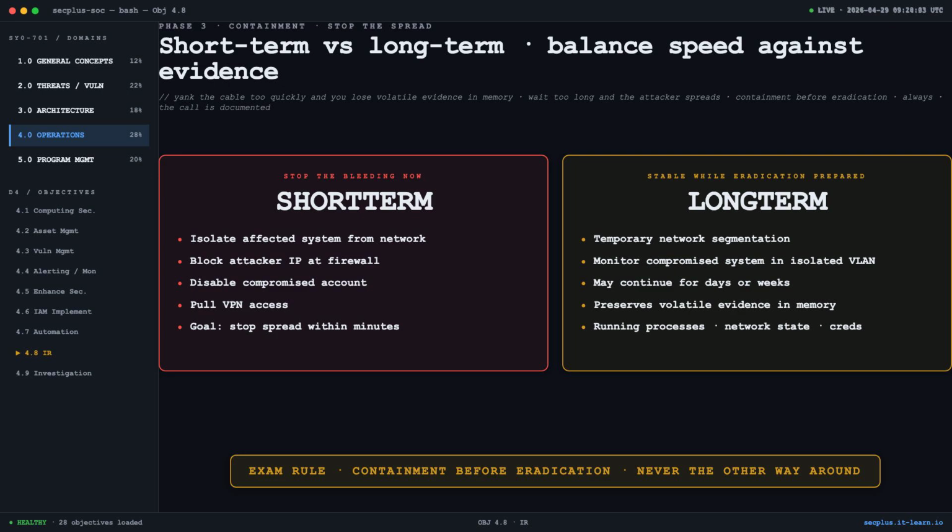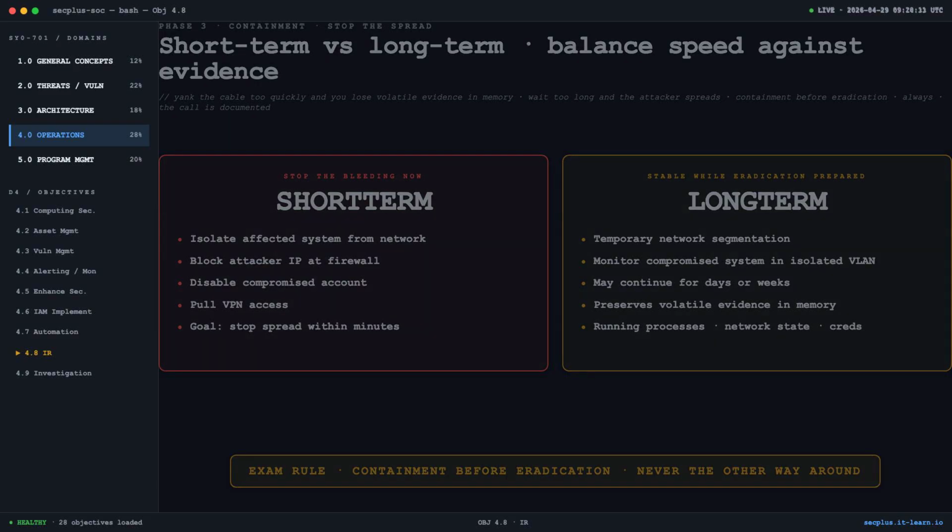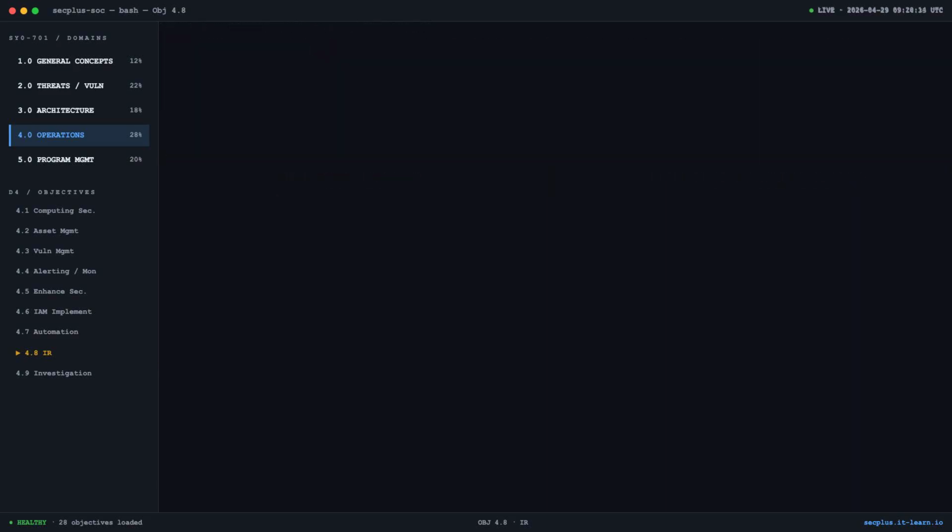Phase 4: eradication. Remove the threat. Scan and clean all affected systems. Close the initial access vector. Patch the exploited vulnerability. Fix the misconfiguration.